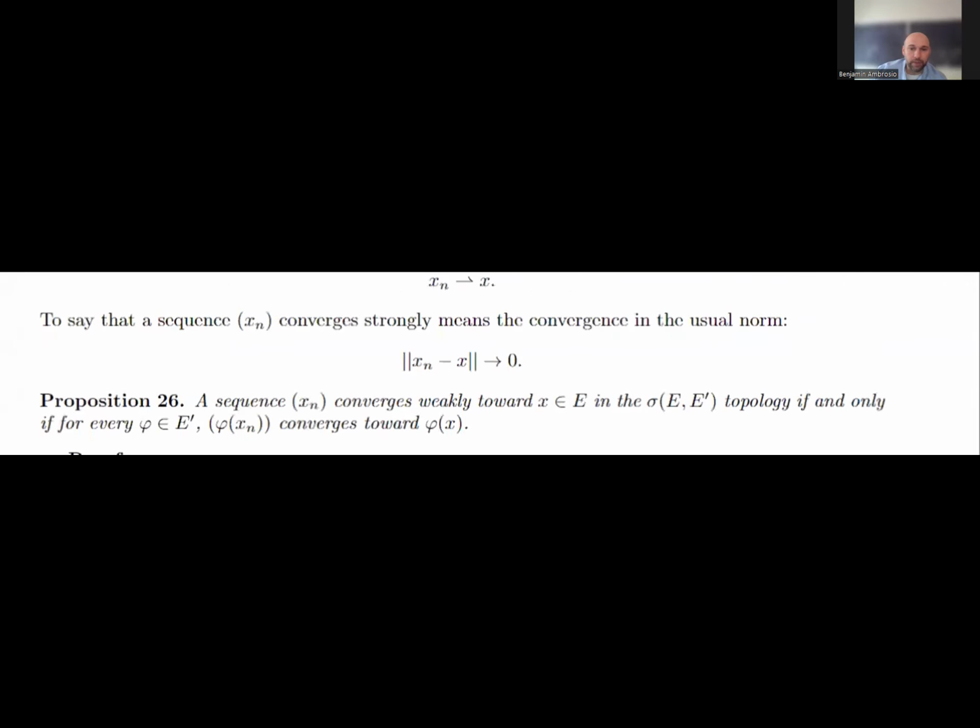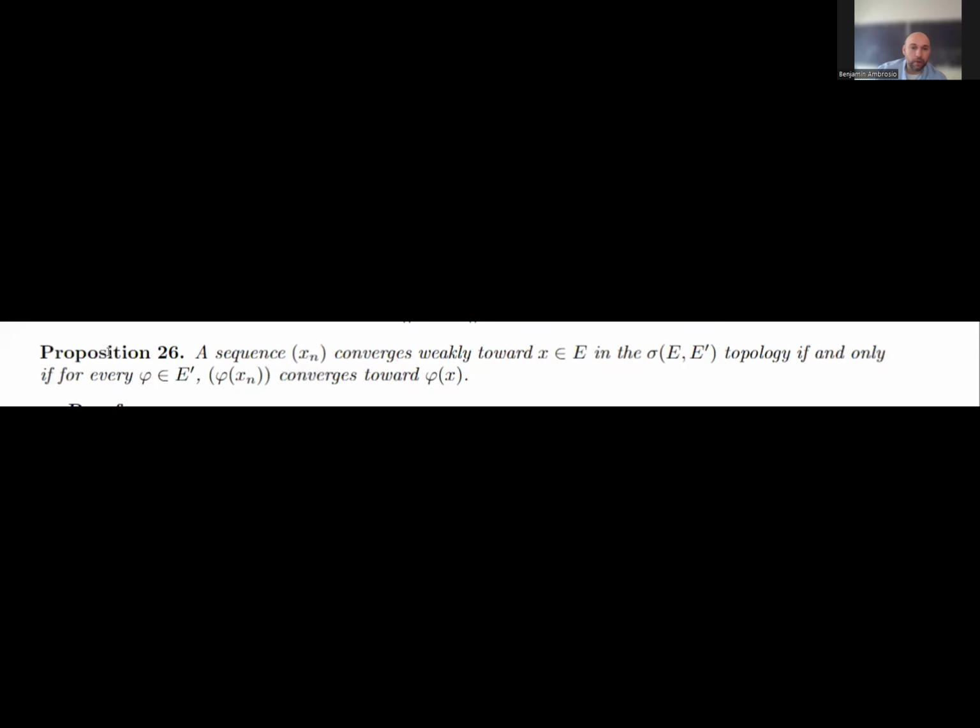Proposition 26. So we start the lecture of today with this proposition, which says that a sequence xn converges weakly toward x in a Banach space E, that is, for the weak topology, if and only if for every phi in the dual space of E, phi of xn converges toward phi of x.